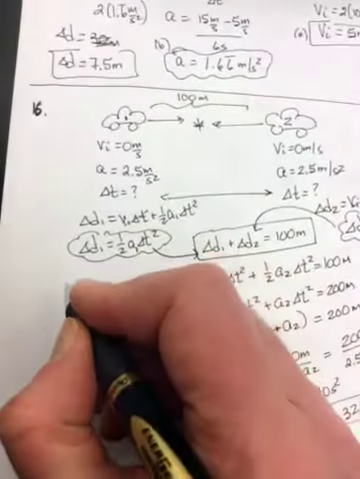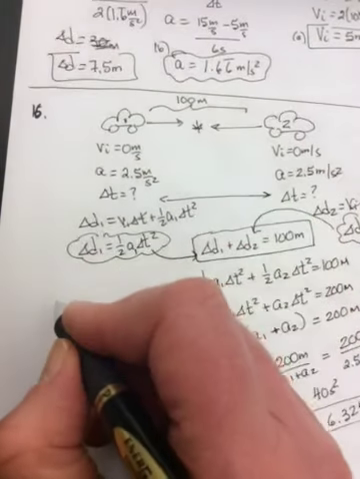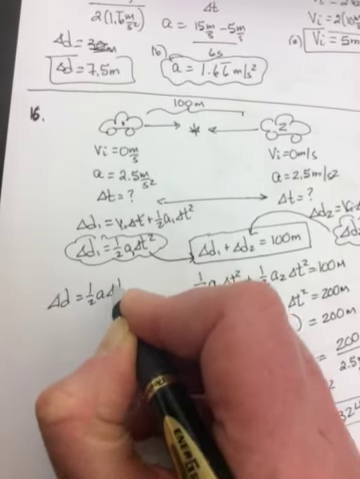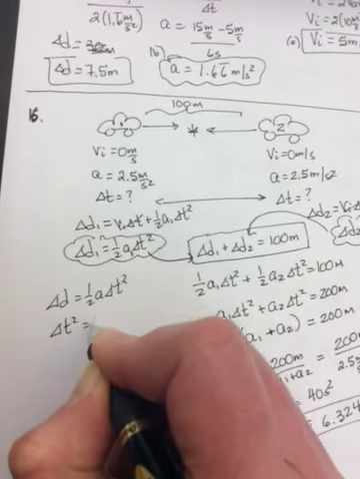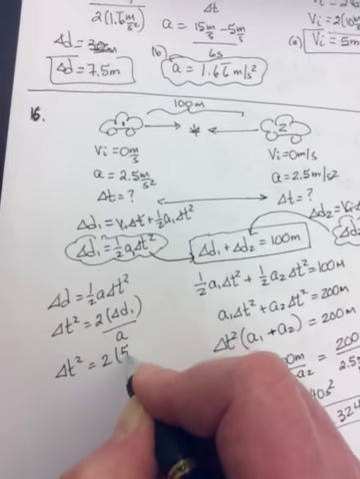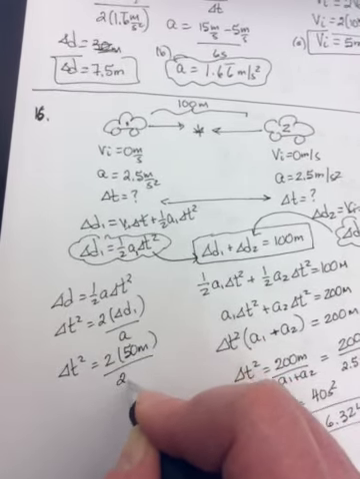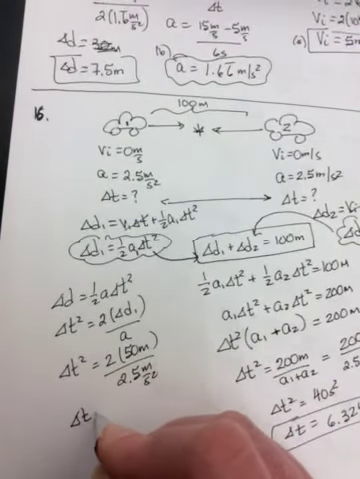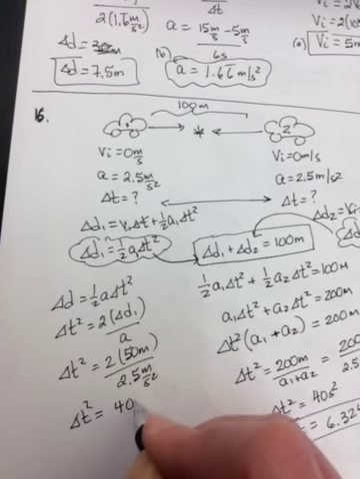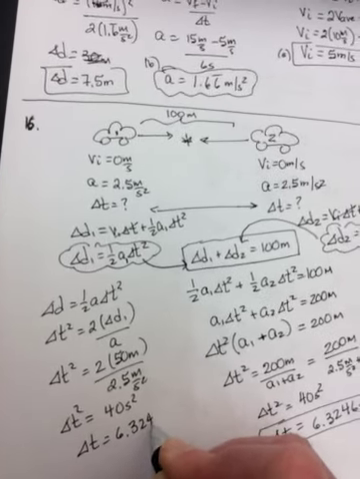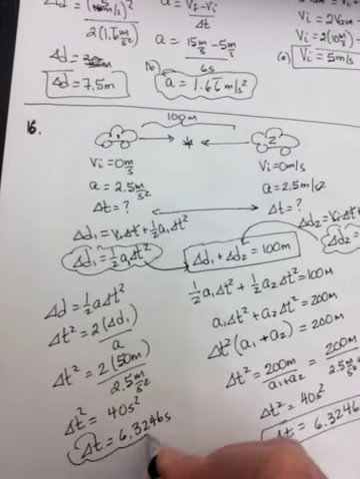Now, if you had done it the other way, if you had said, I know my delta D is 50, so I'm just going to rearrange 1/2 a delta t squared for t squared, then t squared is equal to 2 times delta D over A. T squared will equal, and we know that it should be 50 because the A's are the same, over 2.5 meters per second squared. That gives me 100 over 2.5, which is 40. Take the square root, and lo and behold, we get 6.3246 seconds.